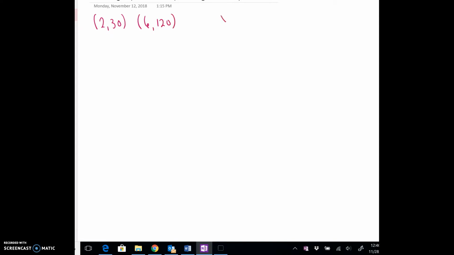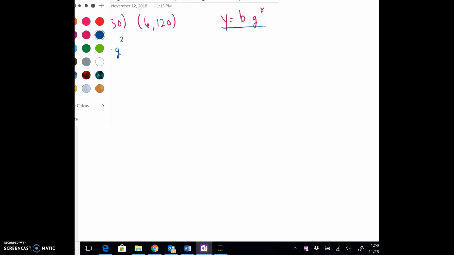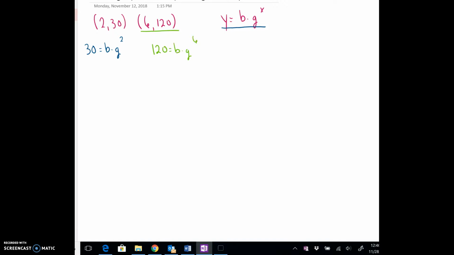So my job is to write an equation, y equals b times g to the x, and when you write the equation, you need b and g. So what I'm going to do is start with 2 and 30, and put that into this equation of y equals b times g to the x. So it's going to be y, which is 30, equals b times g to the x power, so to the second power. And then I'm going to do the same with the other point, 6 and 120. So it's going to be 120 equals b times g to the 6th power.